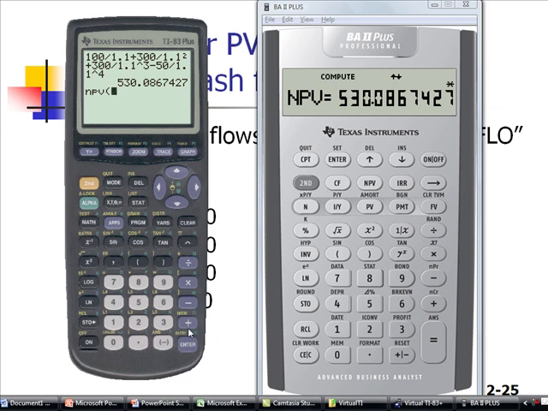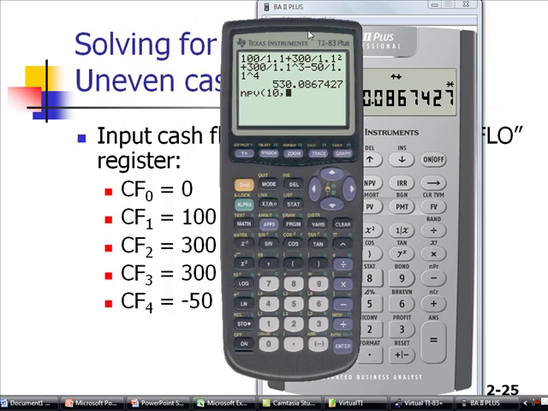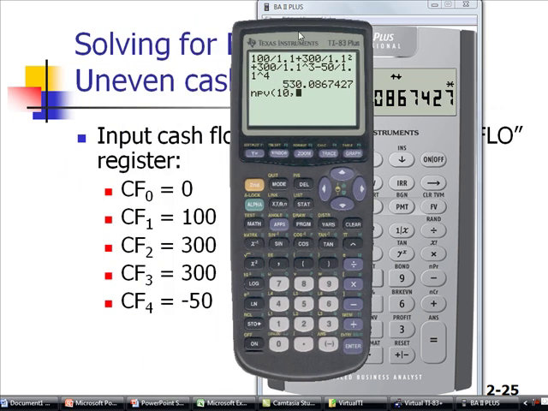Here's what to do. The first thing you've got to do is type in the NPV interest rate in percentage format. So we type it in as 10 followed by a comma to separate it from the next thing. Okay, what's the next thing? You put in the initial cash flow. Remember cash flow 0? Well, cash flow 0 is 0 in this case. So you type that in followed by a comma.